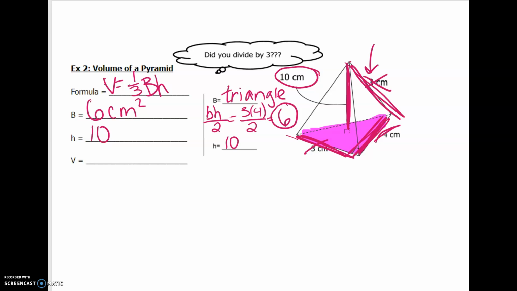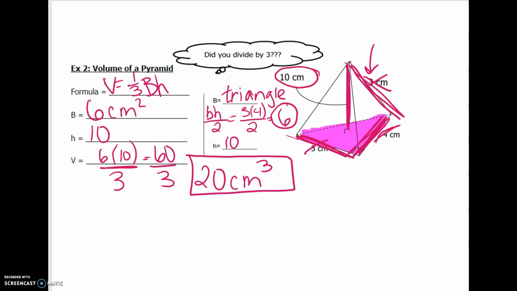So if we do it with the dividing by 3 way, then we have big B, so 6, plugging it in now, times h, which is 10, and then divide all that by 3 because it's 1/3. Alright, so 60 divided by 3, and that's going to give us 20 centimeters cubed.